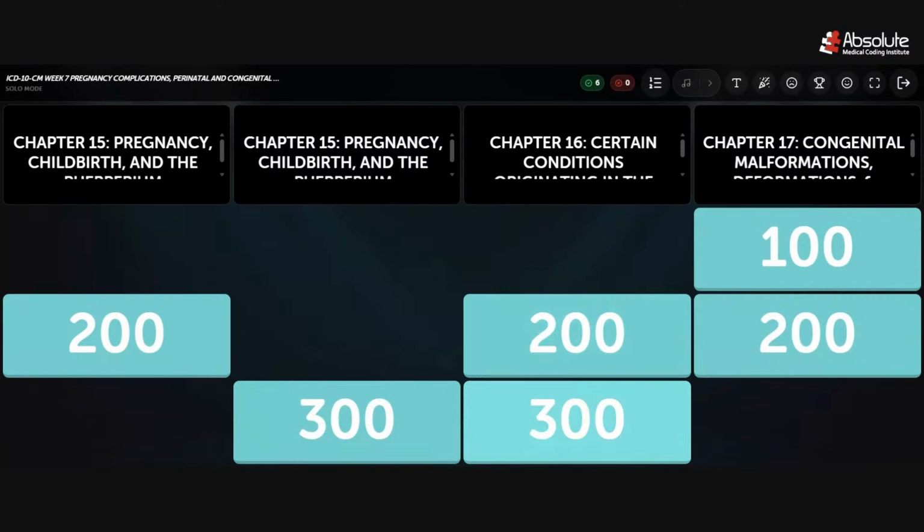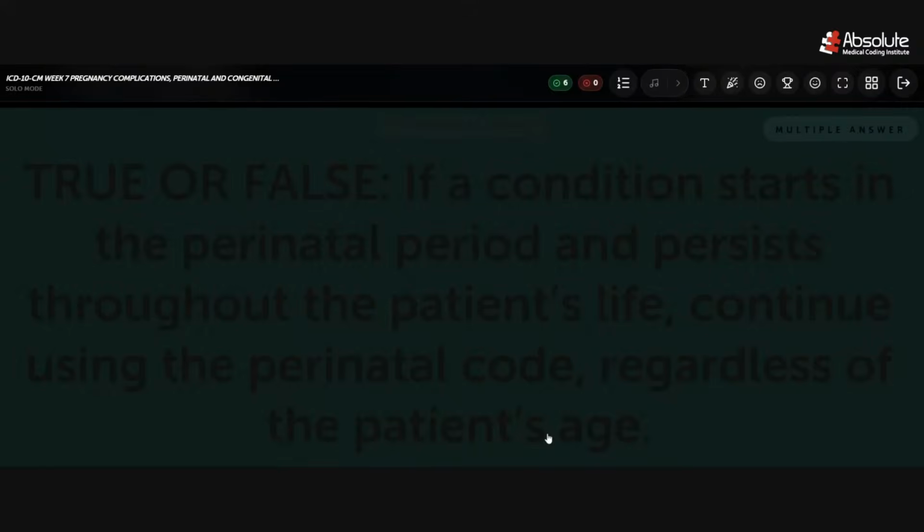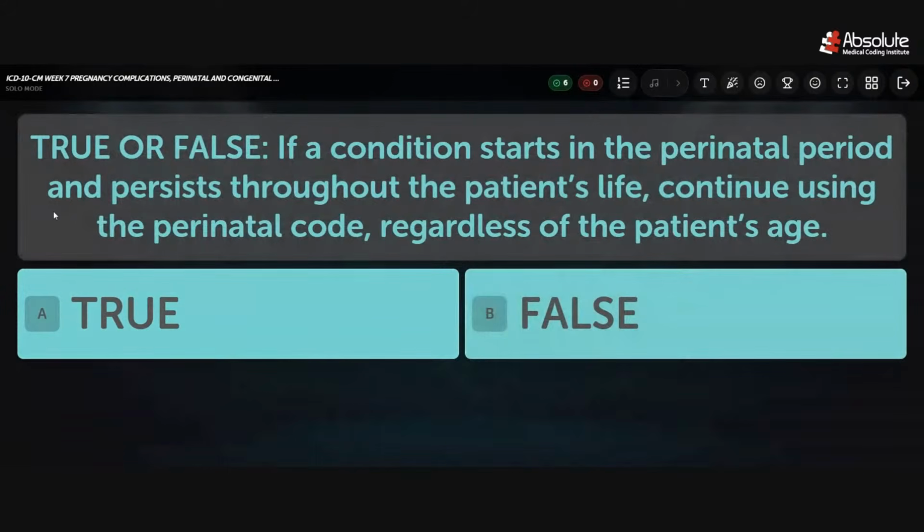Now we are going to move on to our chapter 16. Let's do a 300. Okay, true or false? If a condition starts in the perinatal period and persists throughout the patient's life, continue using the perinatal code regardless of the patient's age. Is this going to be a true or false statement?